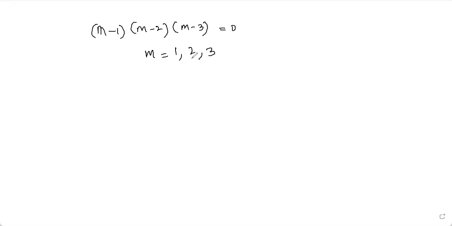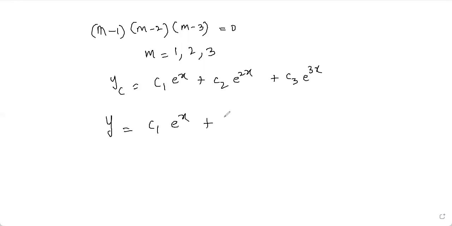So yc will be c1 e to the power of x plus c2 e to the power of 2x plus c3 e to the power of 3x. So y will be c1 e to the power of x plus c2 e to the power of 2x plus c3 e to the power of 3x. So this is the solution of the differential equation.